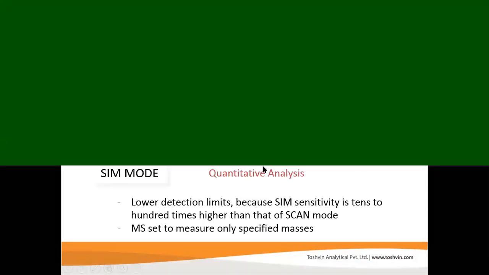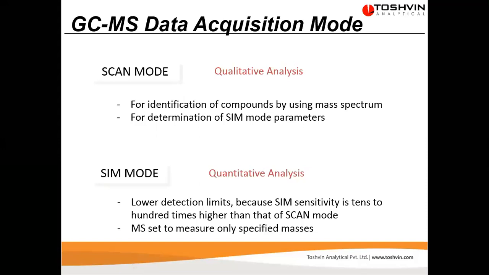The full form of SIM mode is selective ion monitoring, and mostly it is used for quantitative analysis, with a lower detection limit because SIM sensitivity is 10 to 100 times higher than that of scan mode. As in scan mode we give a range of molecular weight, say 40 to 500, in SIM mode I'll selectively give some molecular weights, say 100, 200, 300. So the quadrupole has to focus only on these three molecular weights.